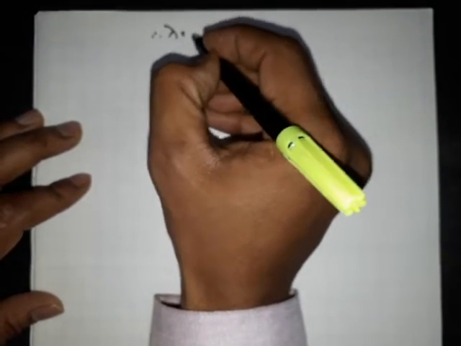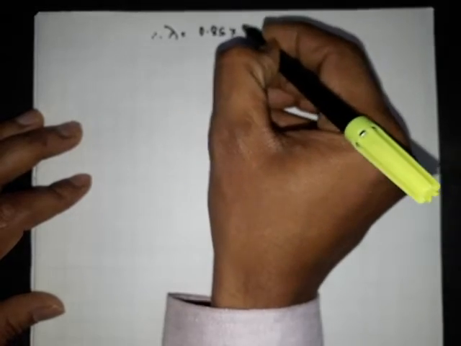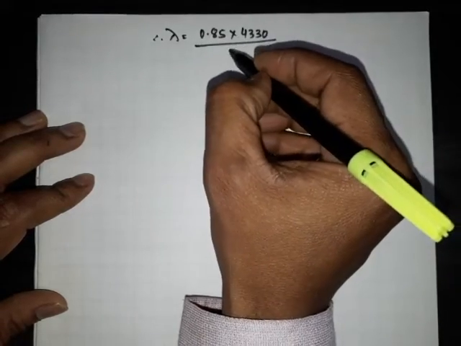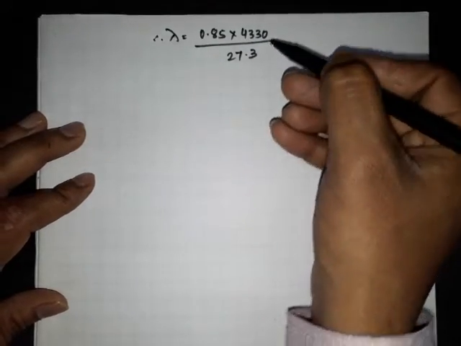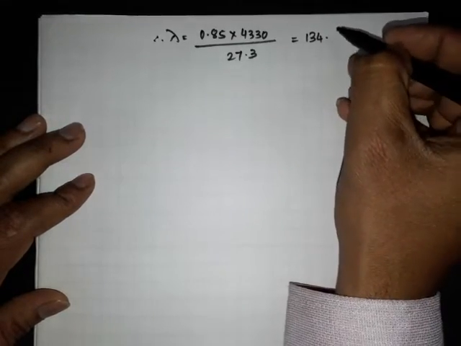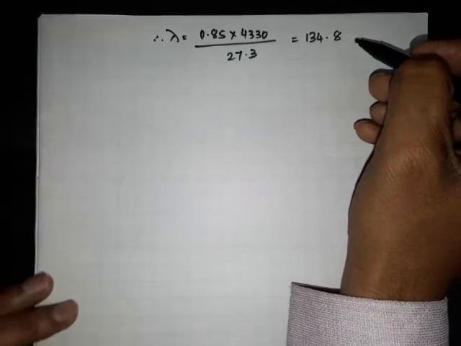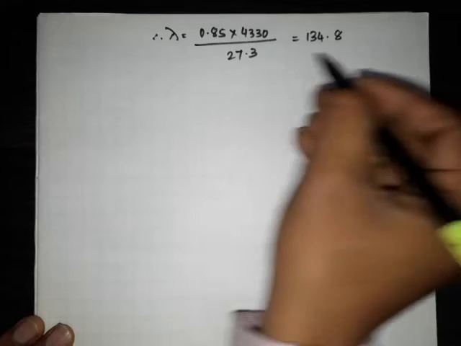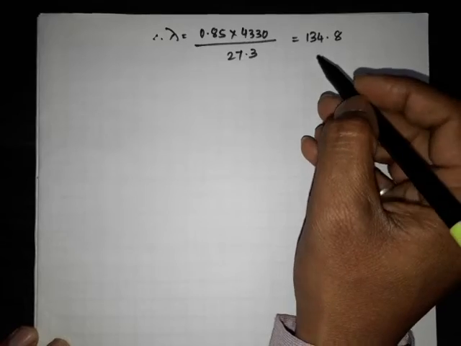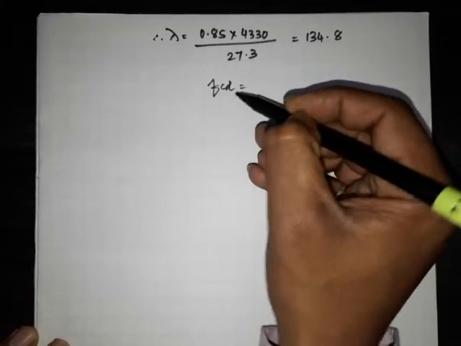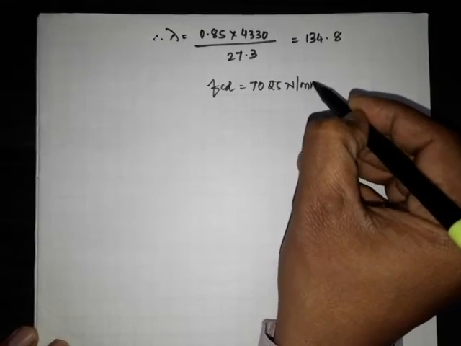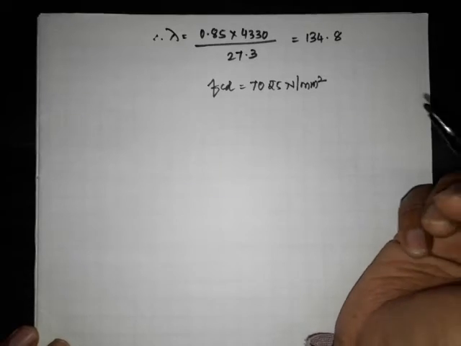Lambda, KL by r minimum, is 0.85 into 4330 divided by 27.3. So we get 134.8. Then again by referring to table number 9C from IS 800, you have to find out FCD, and the value of FCD is equal to 70.25 Newton per mm square.